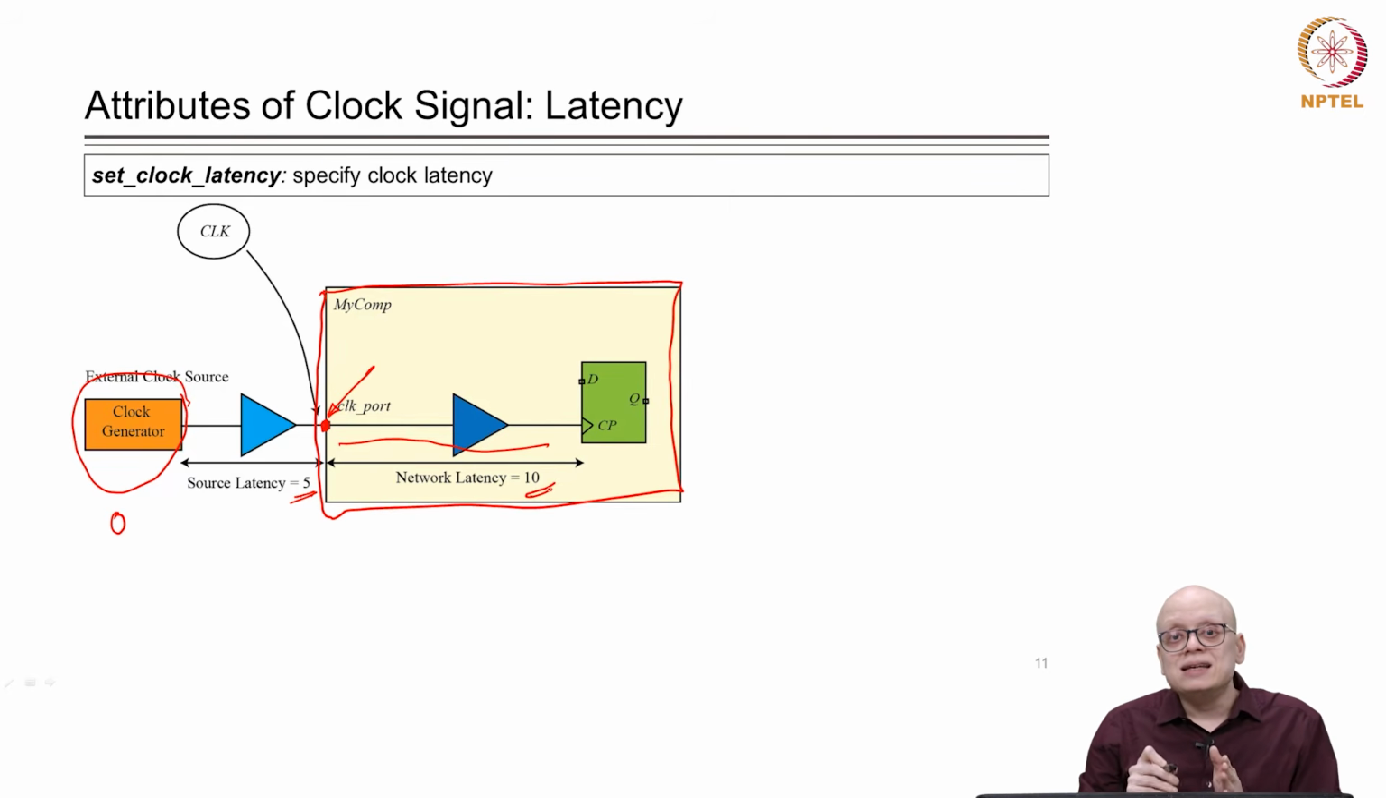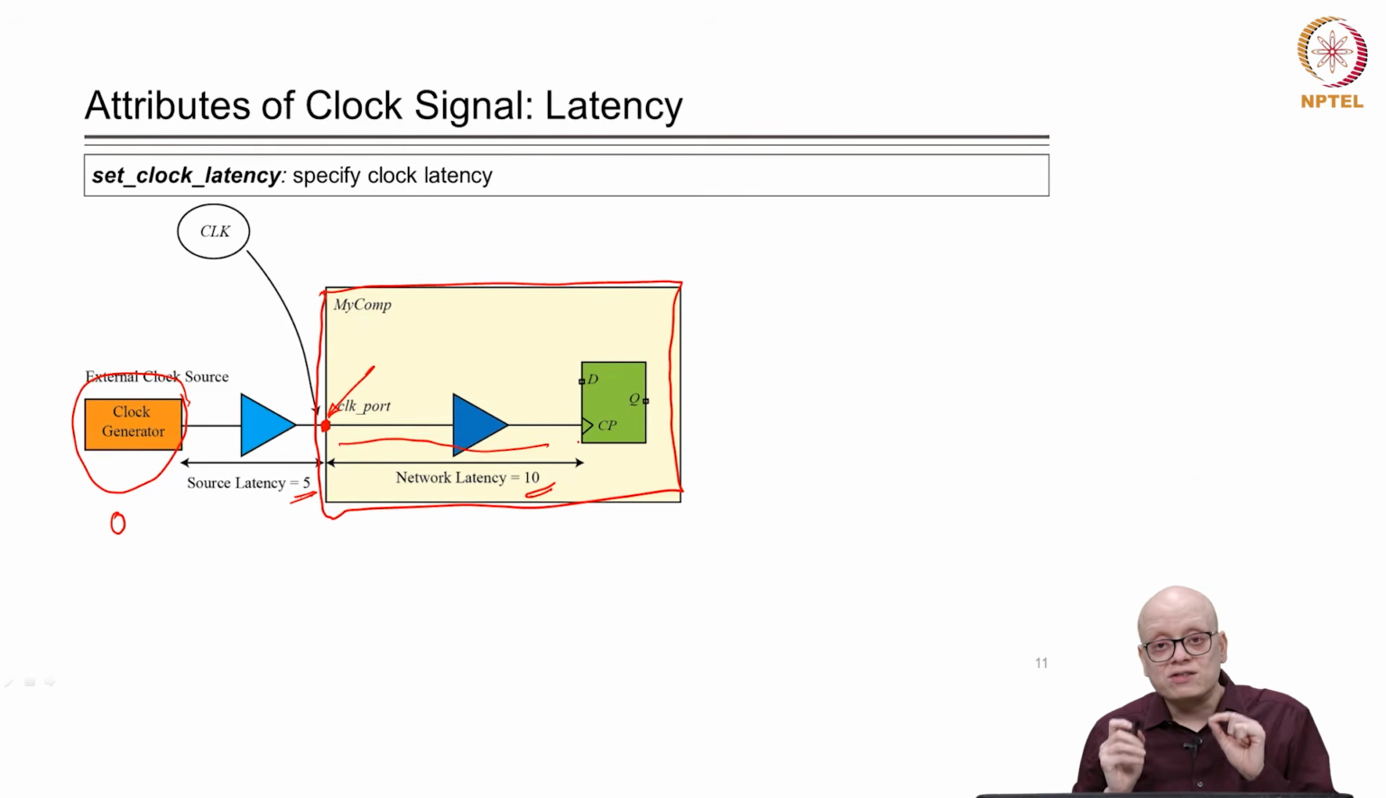So, we say that in the network in our design, the clock undergoes a delay or latency of 10 time units. So, what we are saying is that the latency or the delay is of two types. One is related to the source, right. The source latency refers to the delay that the clock signal will encounter at the source itself, right, before generating, and the network latency is along the path from the clock source to the end flip flop, right, that is the network latency.